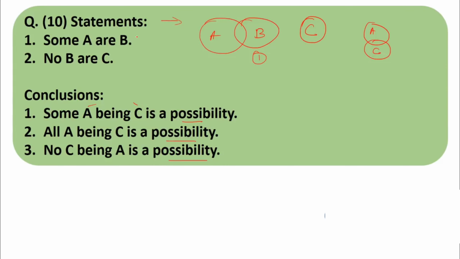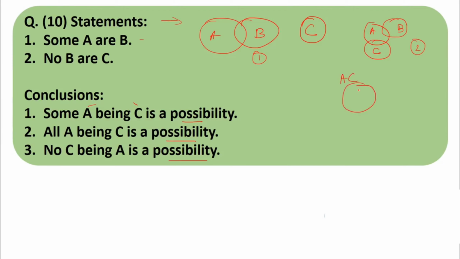Let us try to draw the diagram as per the statements: some A are B, and no B are C. Yes, we have kept a gap between B and C, so no B are C. So this is a possibly correct Venn diagram. Next, A and C can overlap each other.